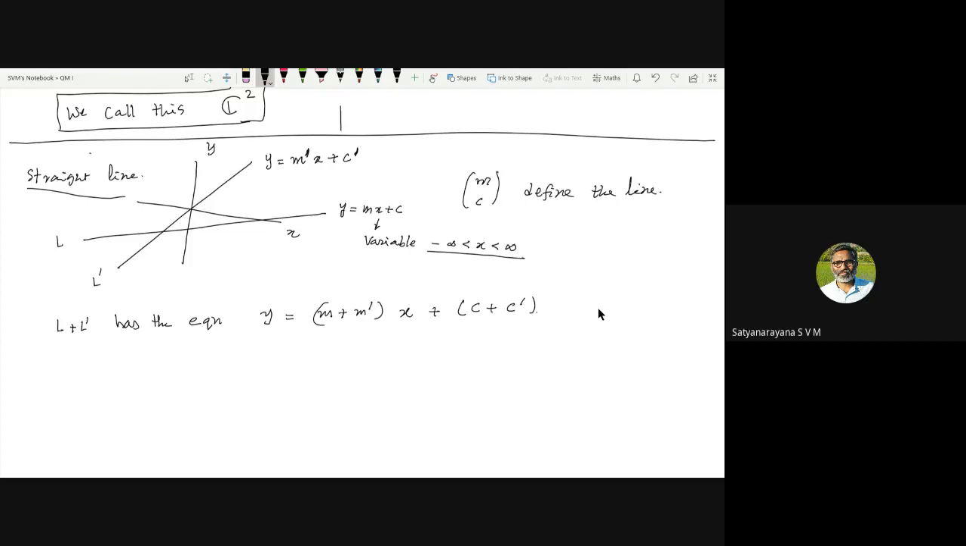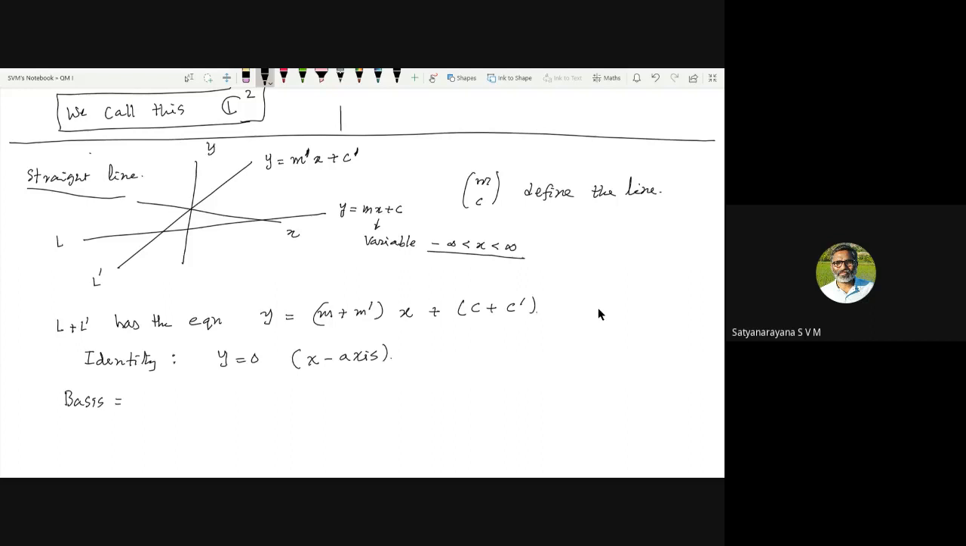And what is the identity? 0 plus 0x. So that is basically y equal to 0. So that is the x-axis. So the x-axis is the identity. Similarly, for every y equal to mx plus c, there will be y equal to minus mx minus c. And when you add these two, you will get y equal to 0. So like that, an inverse exists for each line.